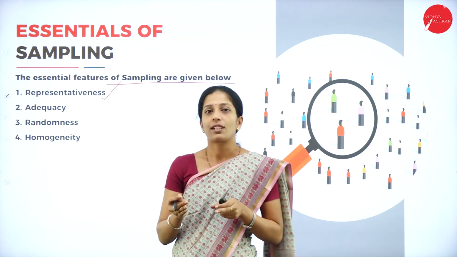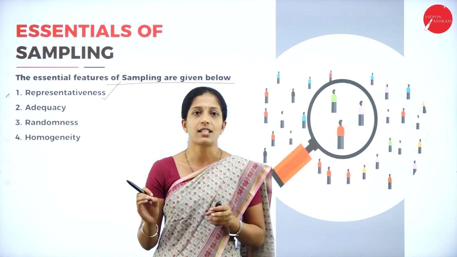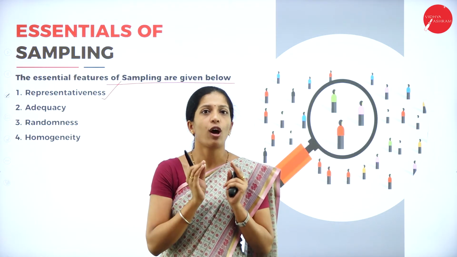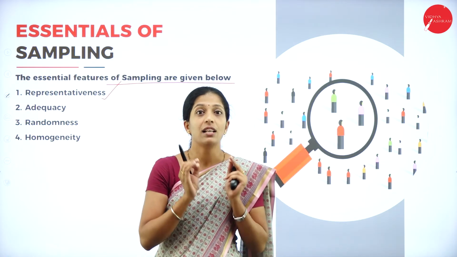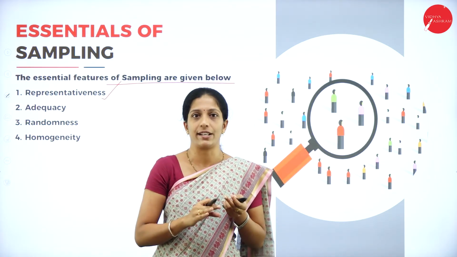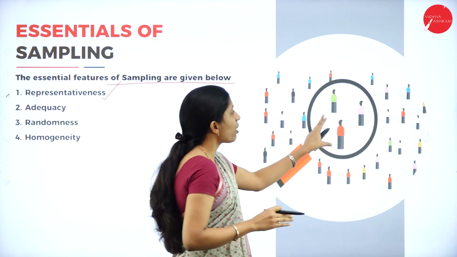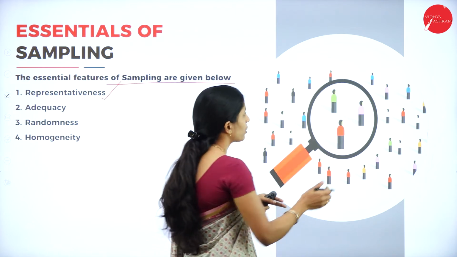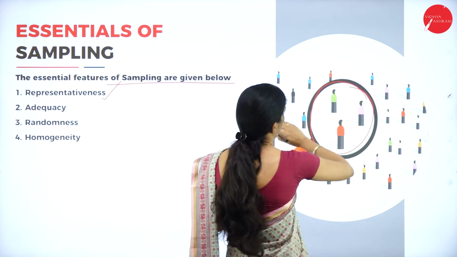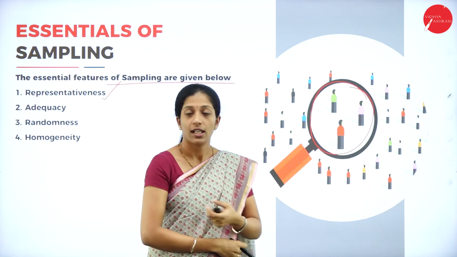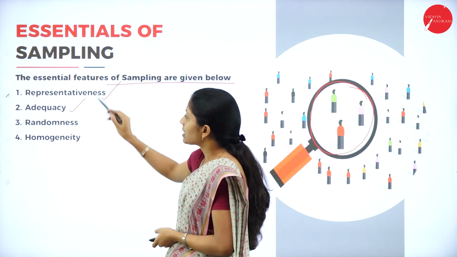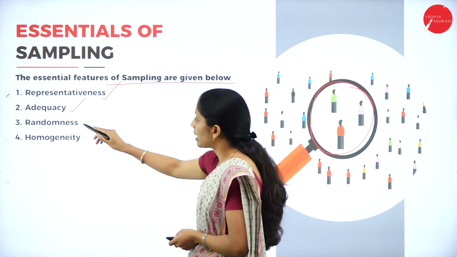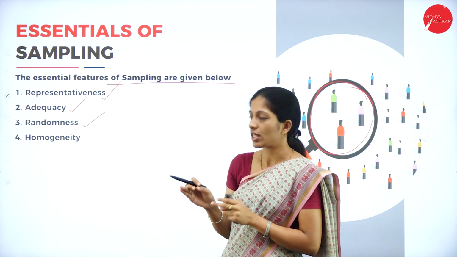Before going through the explanation, let me explain in one sentence. Representativeness means that the small sample is going to represent the whole population. The small sample units the researcher selects are going to represent the whole population. That is representativeness. Next is adequacy. Let us see why it is adequate. Next, randomness. Randomly they are going to select the sample.